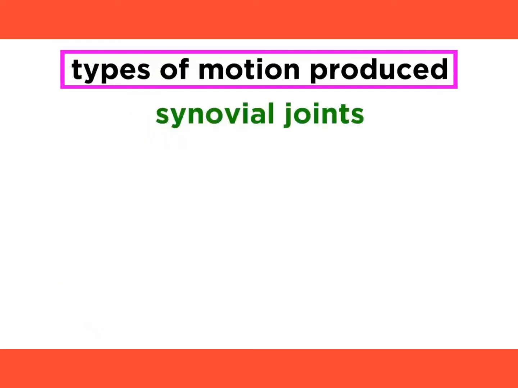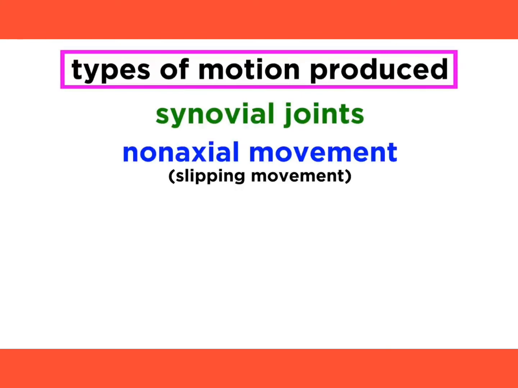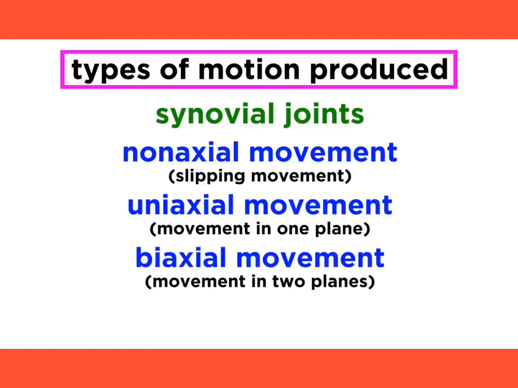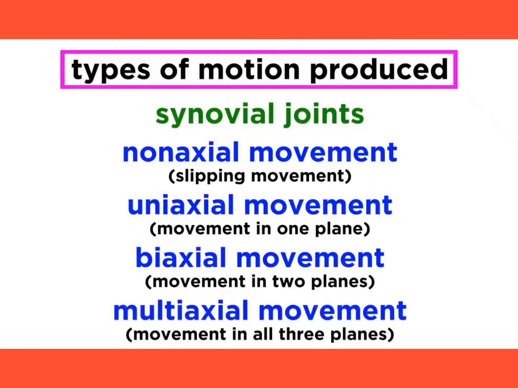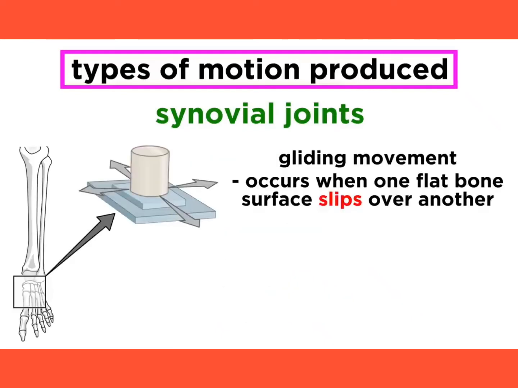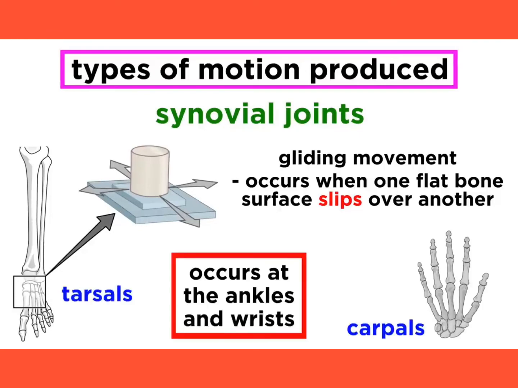First, for synovial joints, there can be non-axial movement, which are slipping movements, uniaxial movement, which happens in one plane, biaxial movement, which happens in two planes, and multiaxial movement, which happens in all three planes of three-dimensional space. Beyond this, motion can be gliding, angular, or rotation. Gliding movement happens when one flat bone surface slips over another. This happens at the intercarpal and intertarsal joints, allowing for left and right wrist motion.